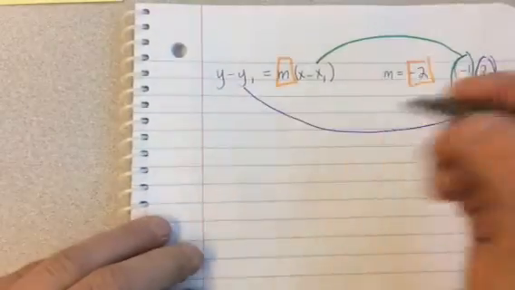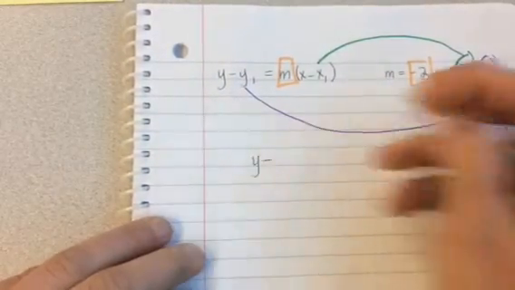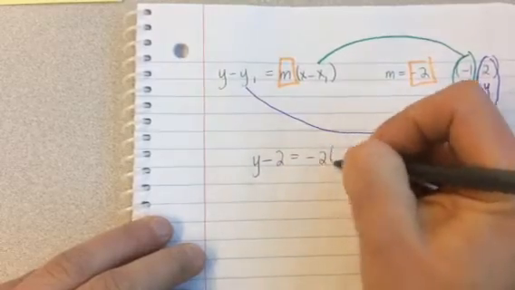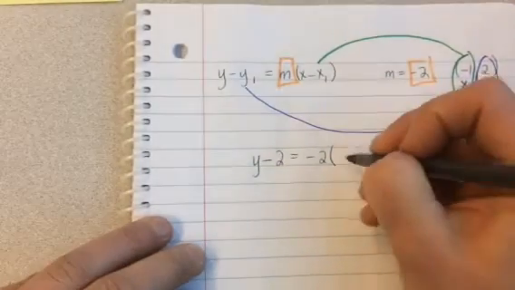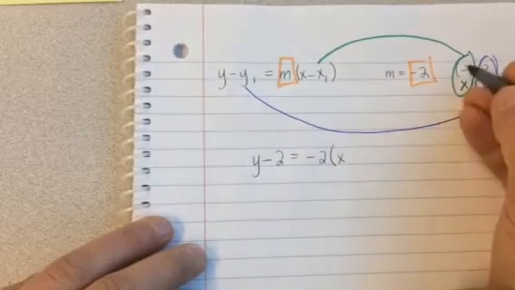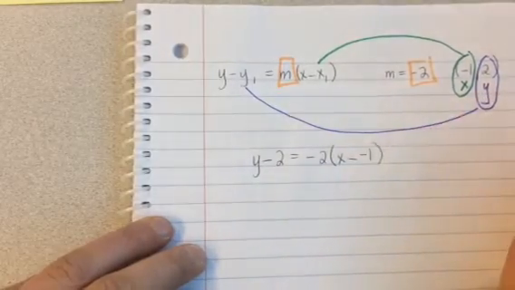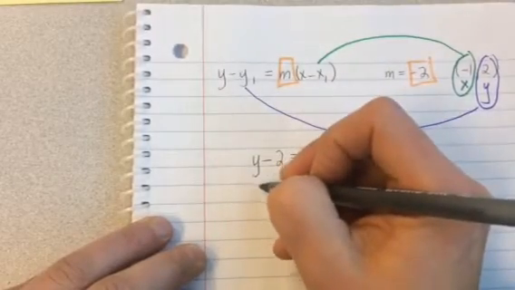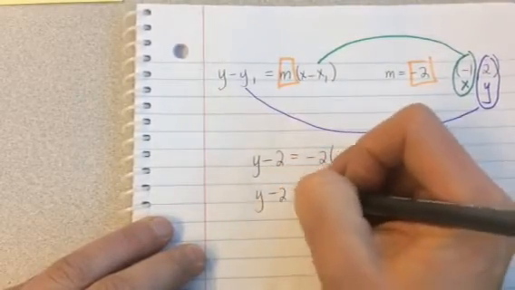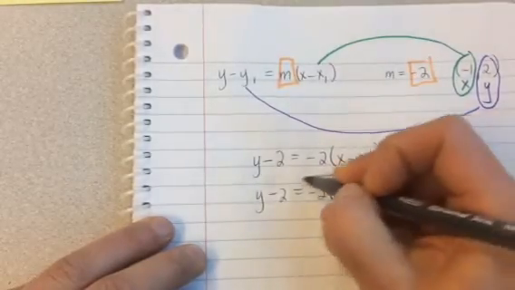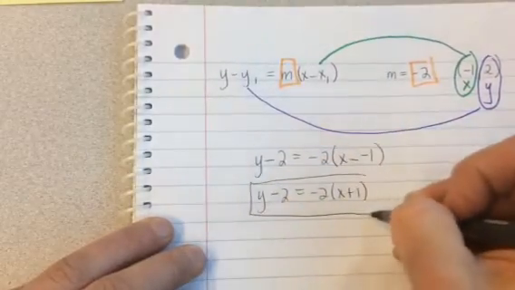So this is going to be y minus 2 equals negative 2 times x minus a negative 1. And to simplify that, we would normally just write y minus 2 equals negative 2 times x plus 1. And that is in point-slope form.